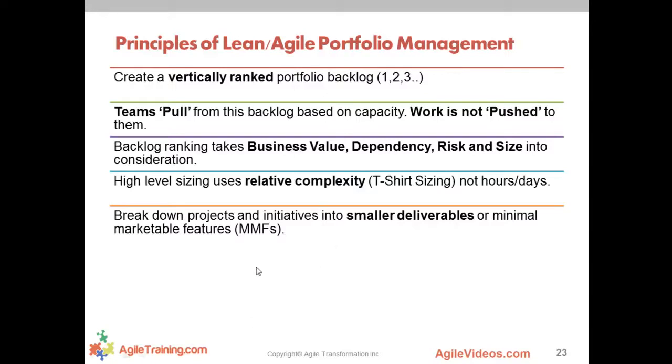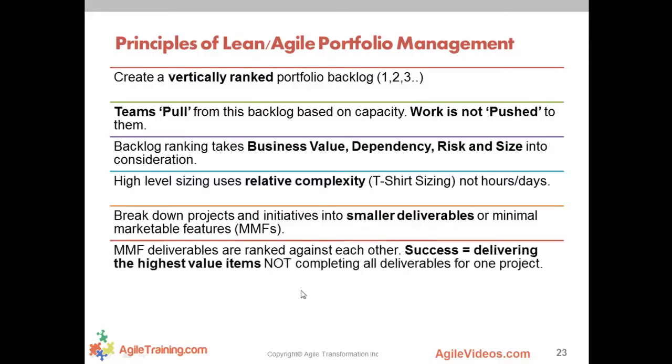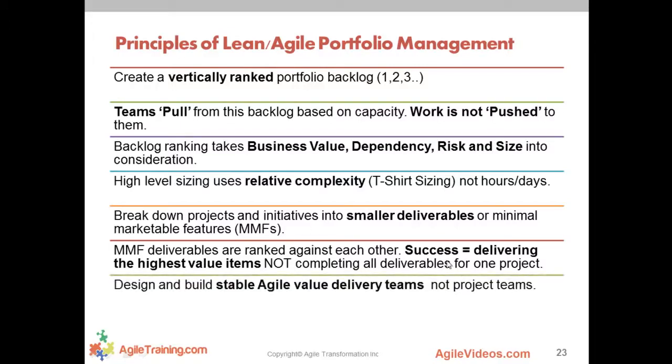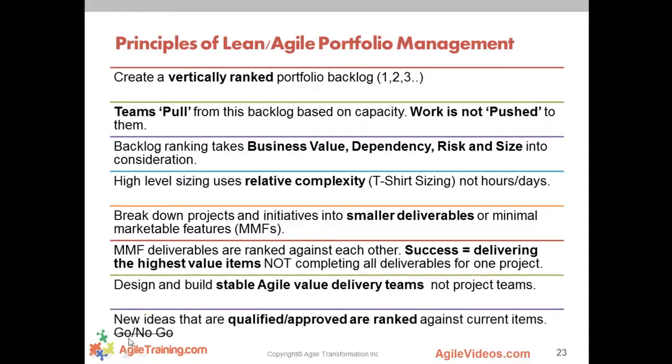Perfect. Thank you. So breaking things down into smaller chunks. Minimal marketable features are ranked against each other, so success equals delivering the highest value item. It's not completing the whole project. That's not necessarily how we measure success. Design and build stable teams, and then stop the whole no-go decision. When something's approved, you need to rank it.